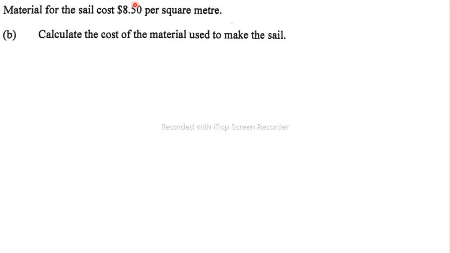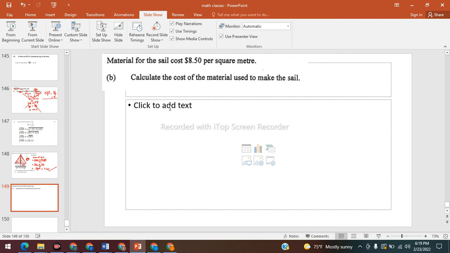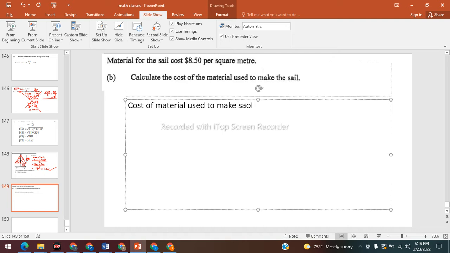So if you want 2 square meters, it's going to be 2 times $8.50. If you want 3 square meters, it's 3 times $8.50. If you want 4 square meters, it's 4 times $8.50. If you want 5 square meters, it's 5 times $8.50. But we have 7.5 square meters, so it's going to be 7.5 times $8.50. So the cost of material used to make the sail is going to be equal to, anyone got an answer yet?